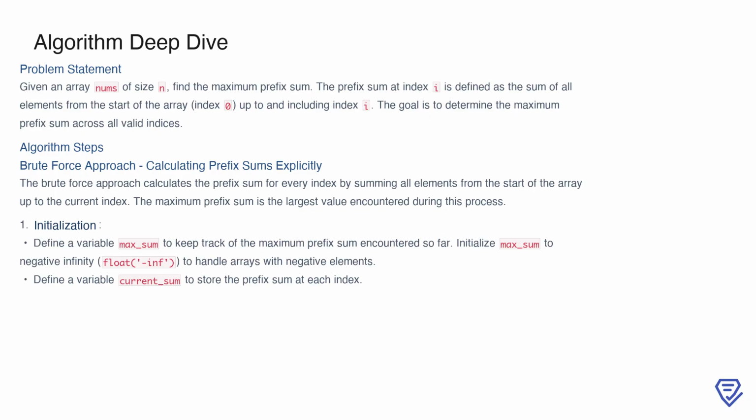To implement this, we initialize two key variables. The first, max_sum, is set to -infinity to correctly handle arrays with negative numbers. This variable will store the largest prefix sum we've seen so far. The second, current_sum, is used to compute the prefix sum for each index during the process.